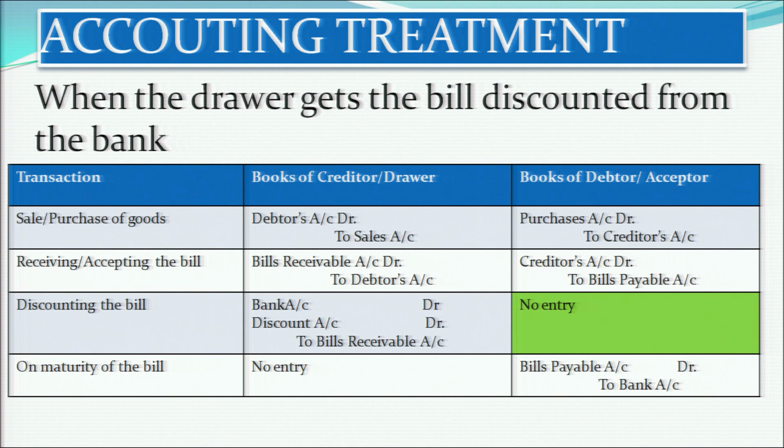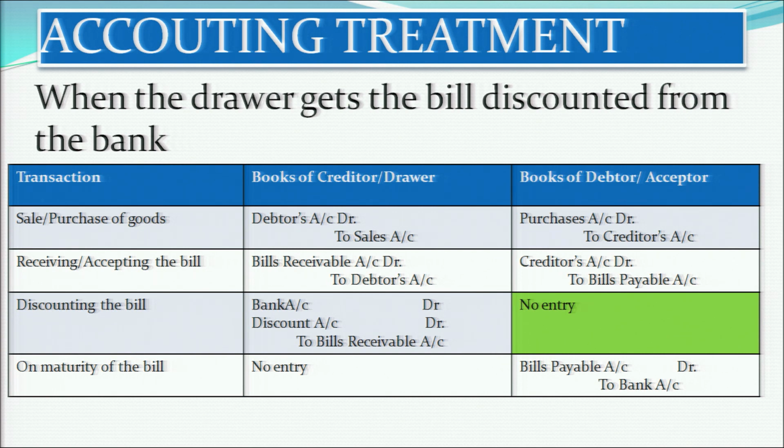The only entry which is going to change is the way the seller is going to endorse. At that time the entry is going to change, or on discounting of bill, or bill sent to collection. So let us study all those transactions also, right? Let us see when the drawer gets the bill discounted, meaning the seller wants the money before the maturity date. So what is the seller going to do? See, here also the two entries are the same: debtor account debit to sales account, bills receivable account debit to debtor account.